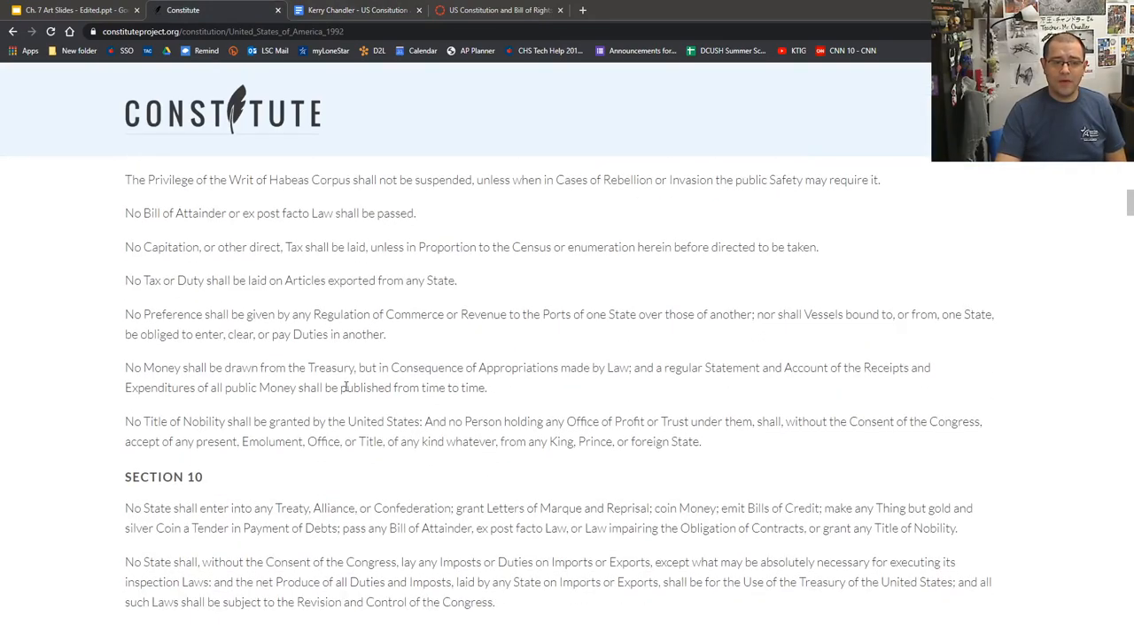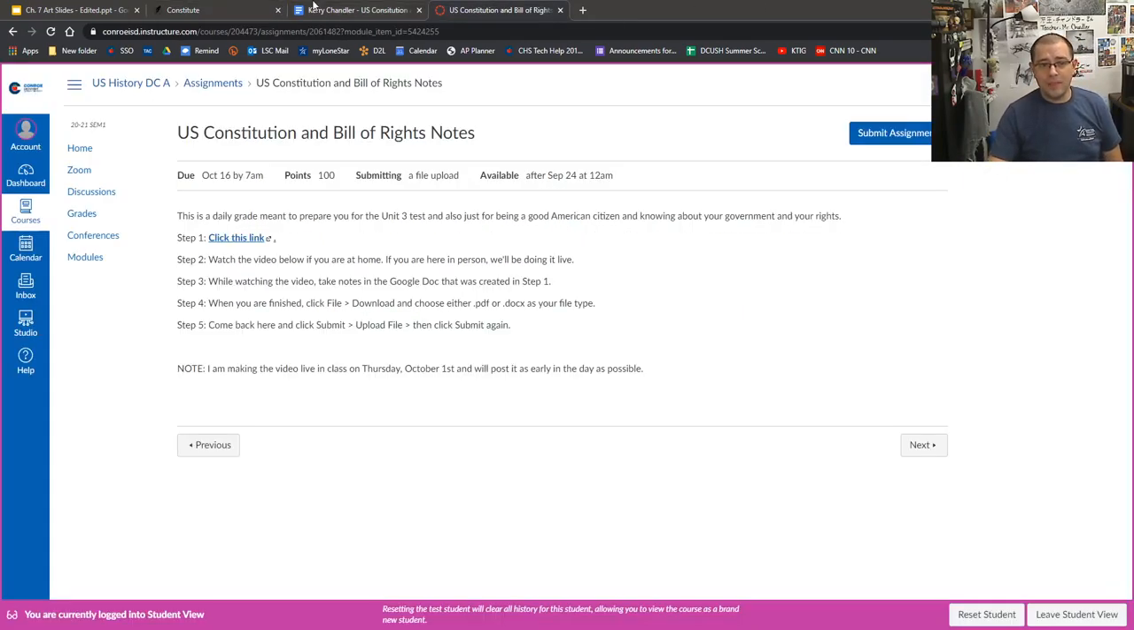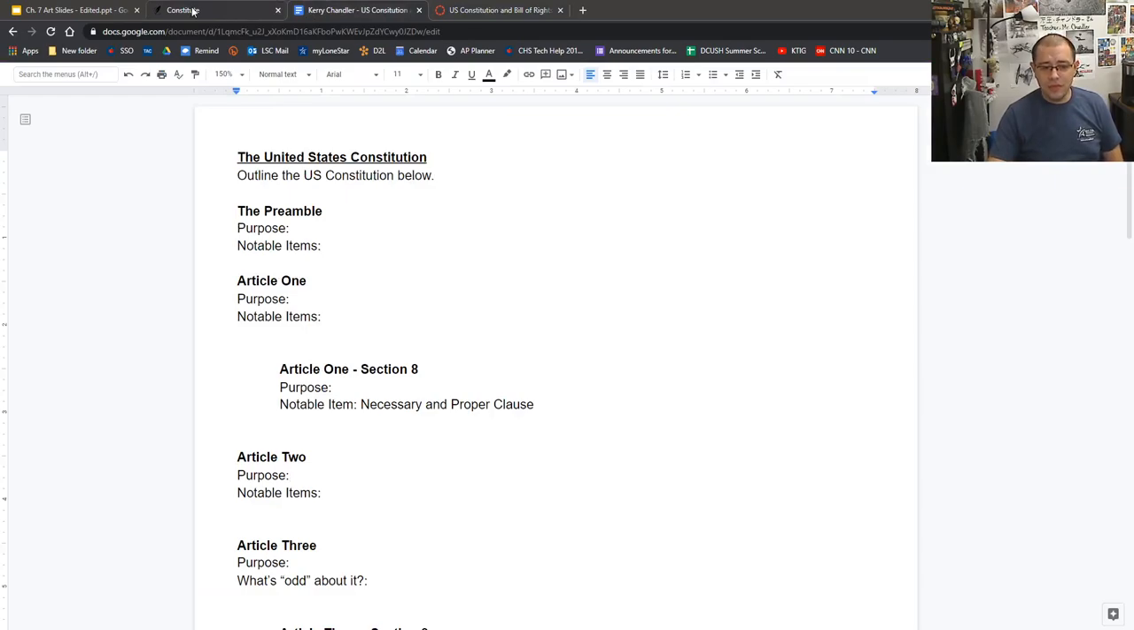All right, we're gonna skip over Sections 9 and 10, and move on to Article 2, Section 1. The executive power shall be vested in a President of the United States of America. So, what is the purpose of Article 2? To lay out the executive branch. I keep using the word layout, as in say how it's structured and what the rules are and what the powers are.